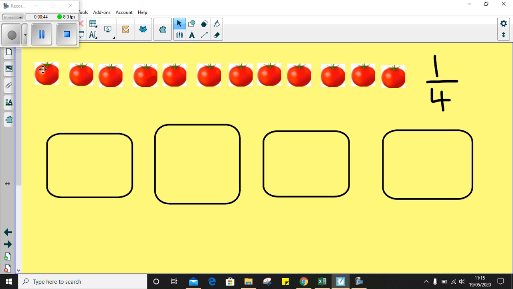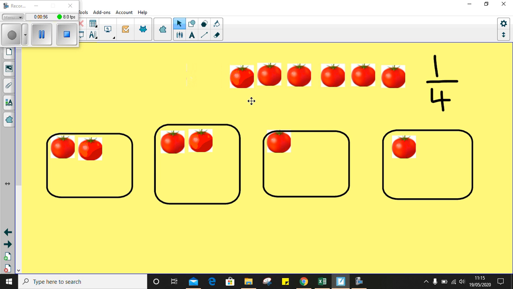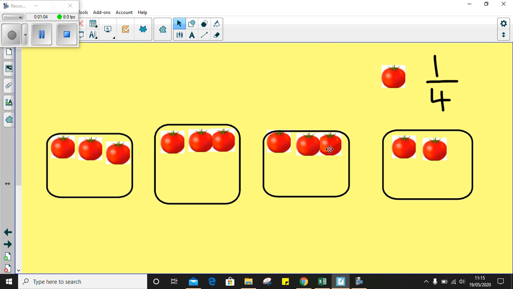So to help me, I'm going to group them into 4. So I'm going to put one in that group, one in that group, one in that group, and one in that group. And I'm going to keep going so I've got none left. There we go. Right, so I've split those 12 tomatoes into 4 groups.